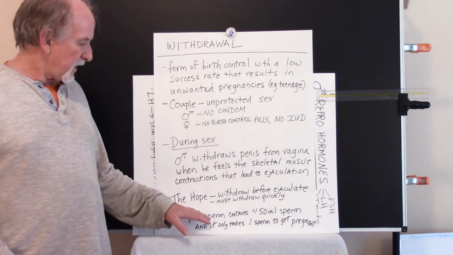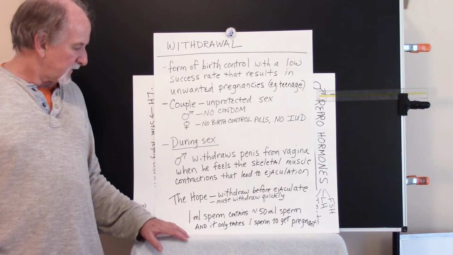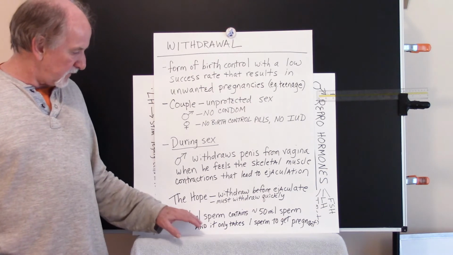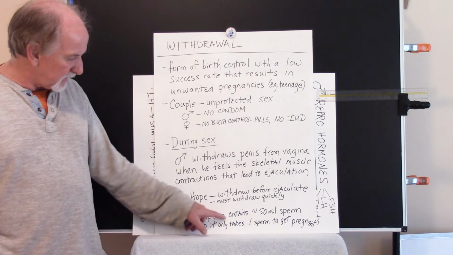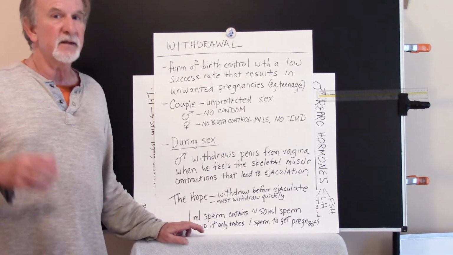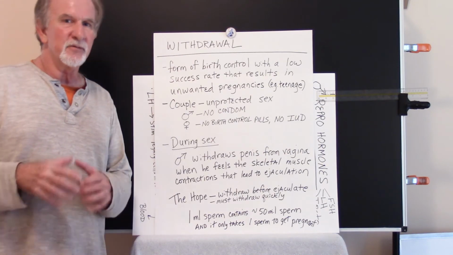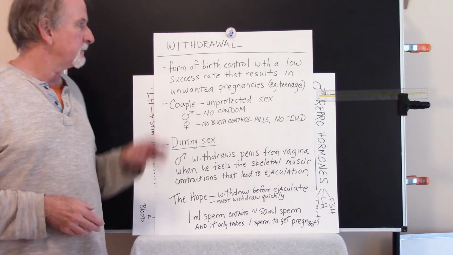There are about 50 million sperm cells in every milliliter of semen. I wrote sperm there, but I meant to write semen. And keep in mind, it only takes one sperm to actually fertilize an egg.